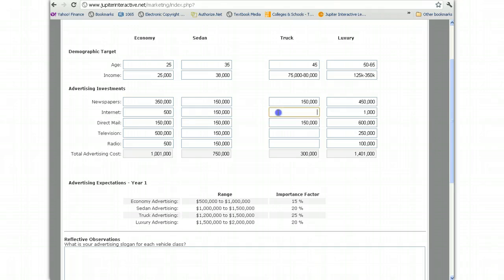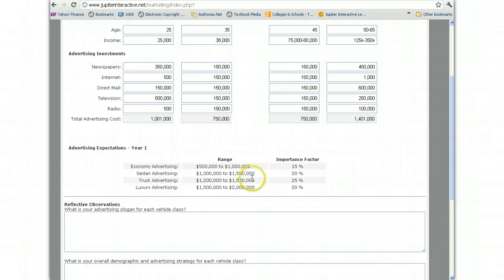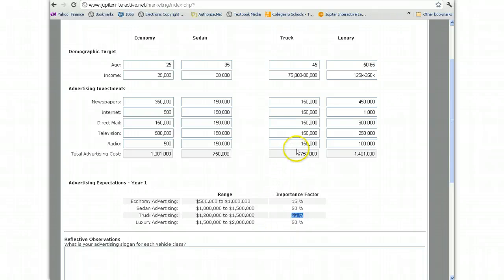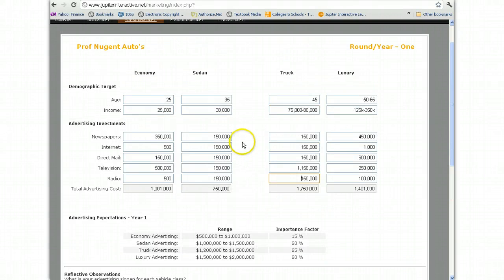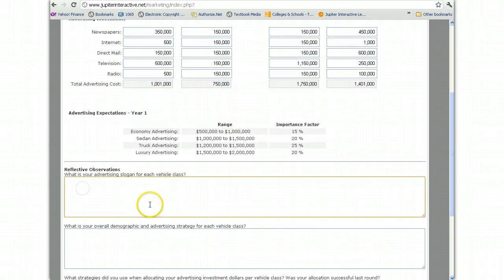And these, remember, these are not percentages, these are the currencies of what I'm spending, trying to fit within this range somewhere. I guess truck seems to be where the importance factor, you notice these importance factors add up to 100%. So these percentiles are utilized in actual calculations of how much demand I'm going to have for my vehicle. So the more advertising you spend, the more people are going to want to buy your car. It makes sense.